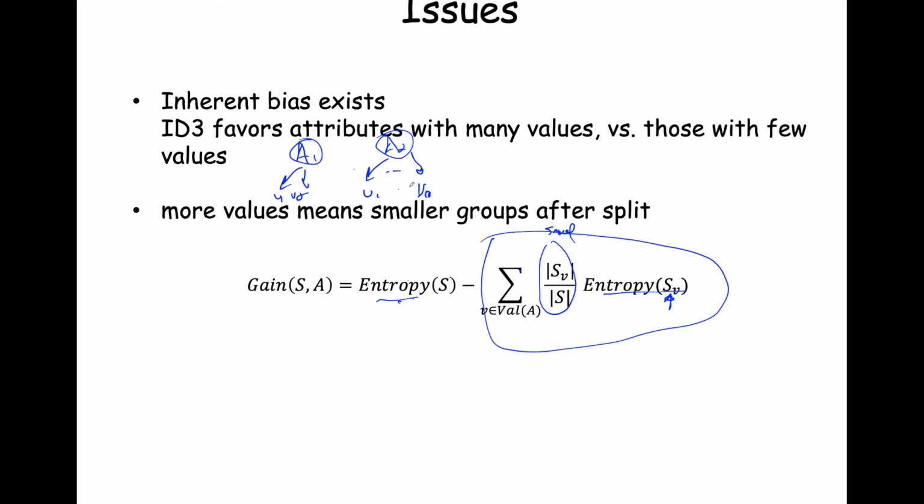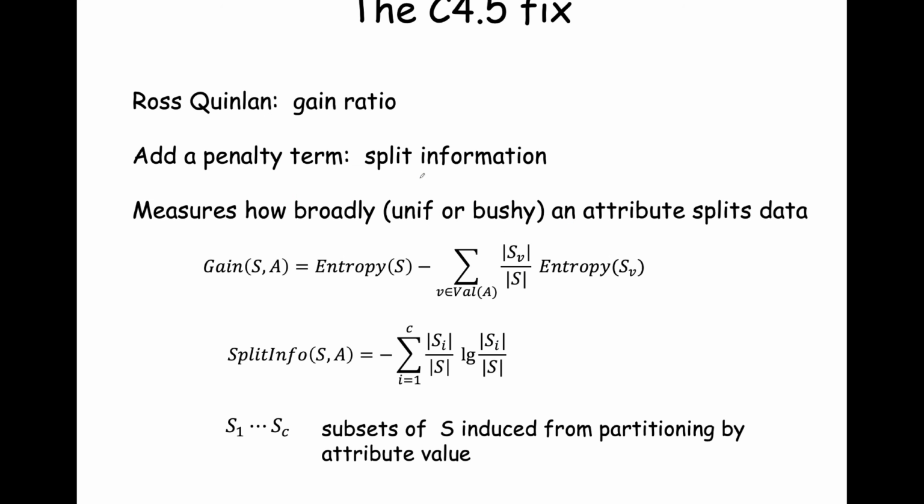So how do we fix this up? We need to penalize for branching factor to make all things equal. And so Ross Quinlan came along and developed something called C4.5.